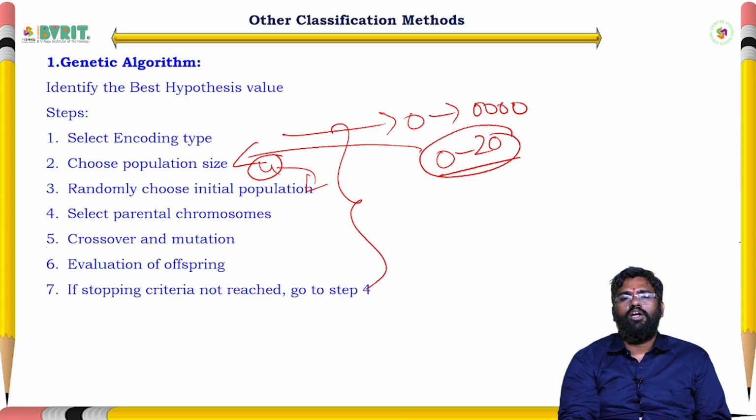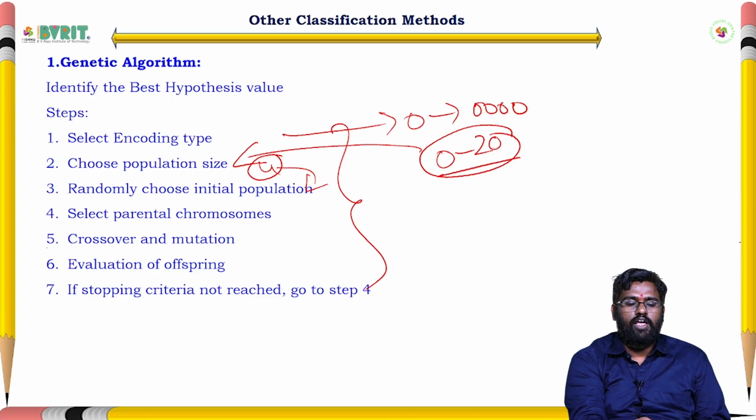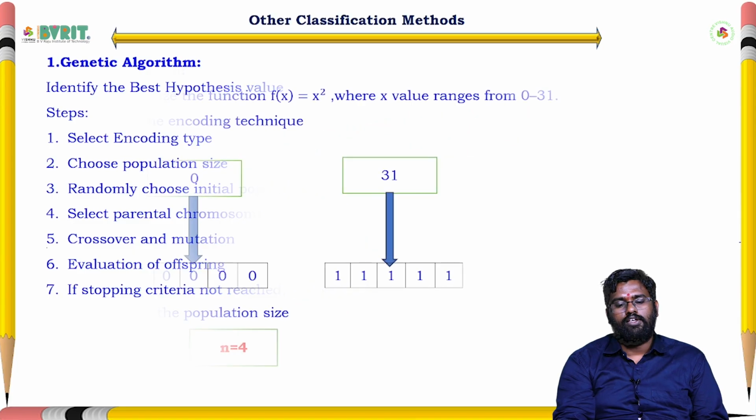Then select the parental chromosomes, that means those four values are converted into binary numbers. Then we implement crossover and mutation. Finally, evaluate the final string and repeat the same process. Now I have taken an example, so you will understand.